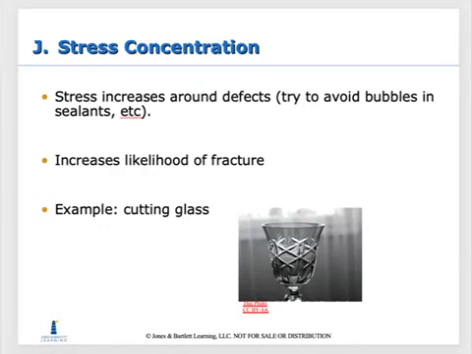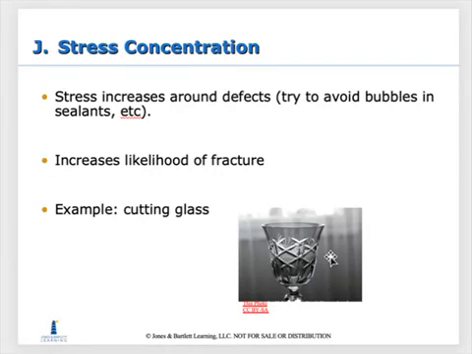And then we have stress concentration. That's stress being placed in a specific area, and in turn that can increase stress around defects because it's a weaker spot. For instance, you want to make sure you avoid having bubbles in your sealants because those are defects, and force can go through those defects and voids really easily. That increases the likelihood of a fracture.